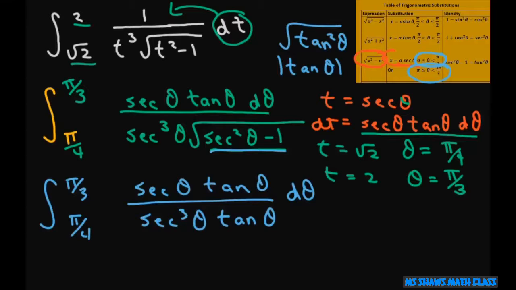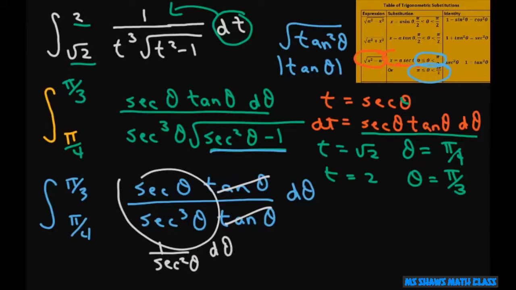All right, now that we have that, let's simplify before I move to the next slide. These two tans will cancel, and this part here is just going to be 1 over secant squared d theta. And that's just going to give you cosine squared of theta. So let's rewrite it again. We have our integral from pi divided by 4 to pi divided by 3 of cosine squared theta d theta.